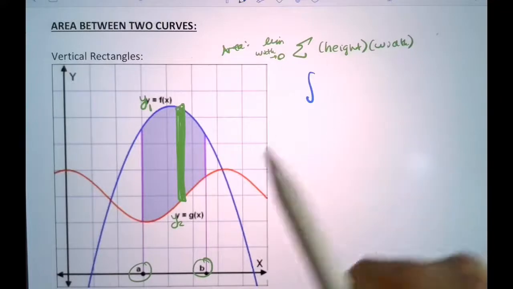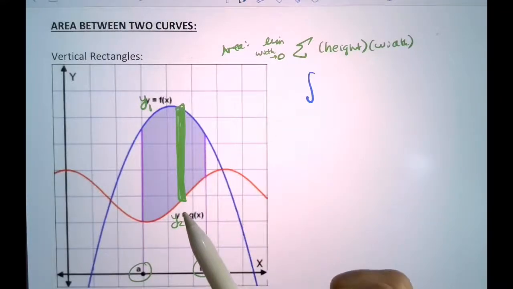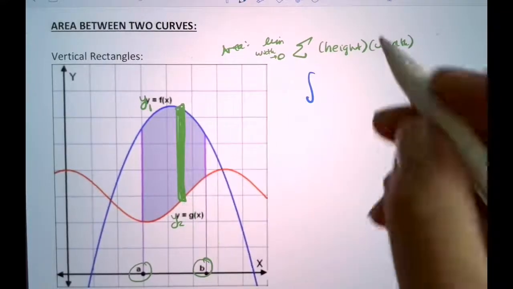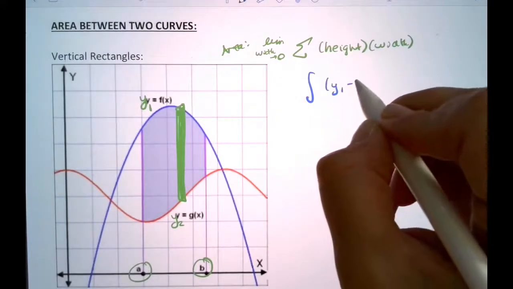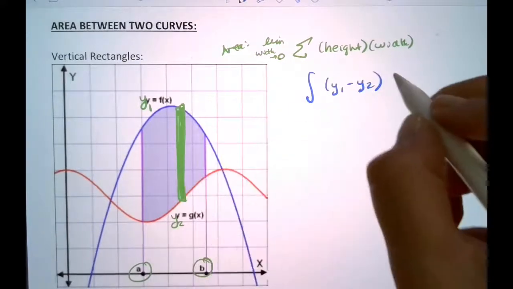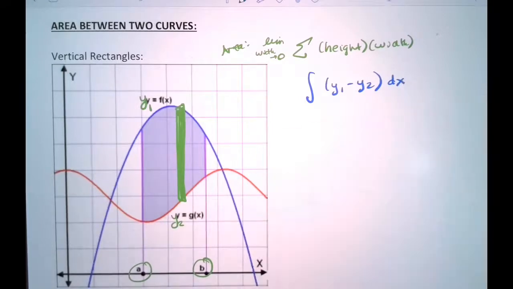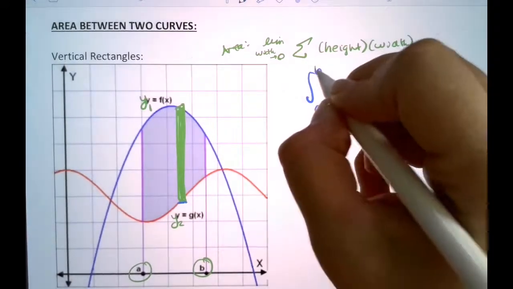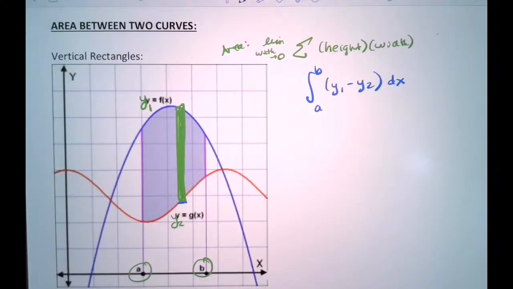So again, the height here is really f of x minus g of x. It's top minus bottom. So I can write it as y1 minus y2, just because I used those subscripts. Now again, this little width is some kind of delta x in here, along there. We're just going to call it dx, because we're making that width go to 0. So here's my general definite integral. I'm going to go from a to b. That's my start and stop. And I'll go ahead and put those function values in.